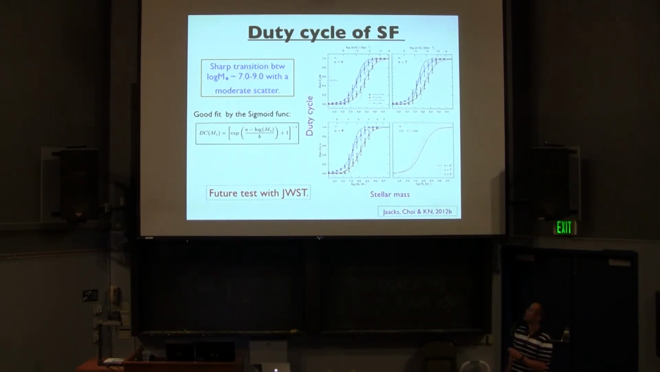Therefore, the duty cycle is always close to 1. Okay, so this transition can be fit very nicely with a sigmoid function. And then we characterize it by the half mass point and how fast it makes this transition. This is also a good test for JWST. And I'd like to confirm this better with the zooming runs in the future.